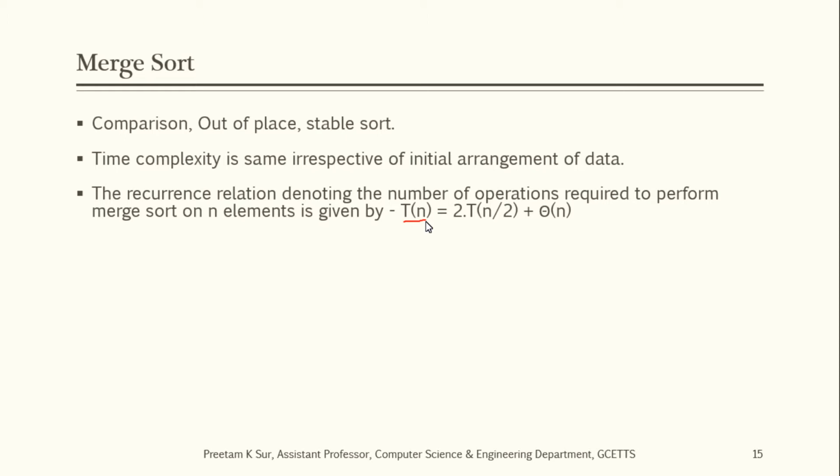and apply merge sort on those equal parts, right? So the equal parts is nothing but n by 2. We'll have n by 2 elements. So merge sort on those n by 2 elements is going to take T of n by 2. Okay. Now, since there are two parts and on both of them merge sort is going to be applied, there will be twice T of n by 2 operations.